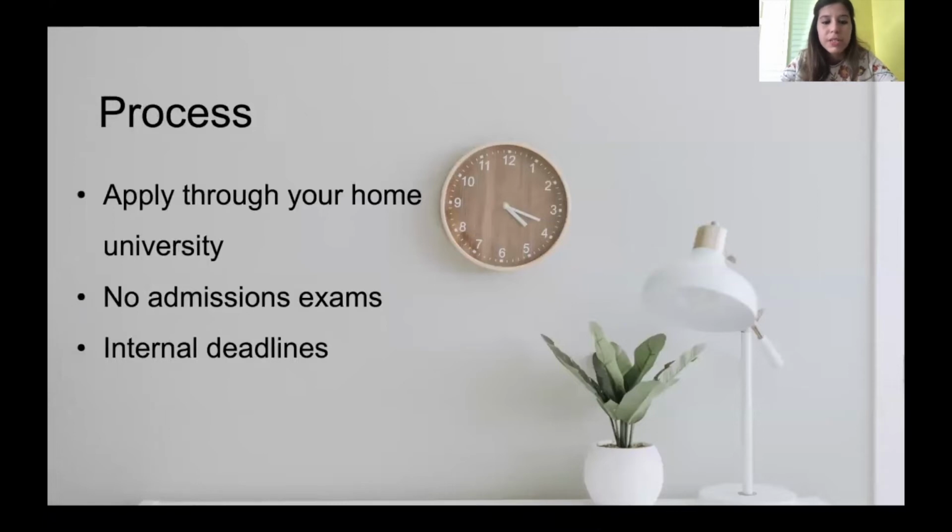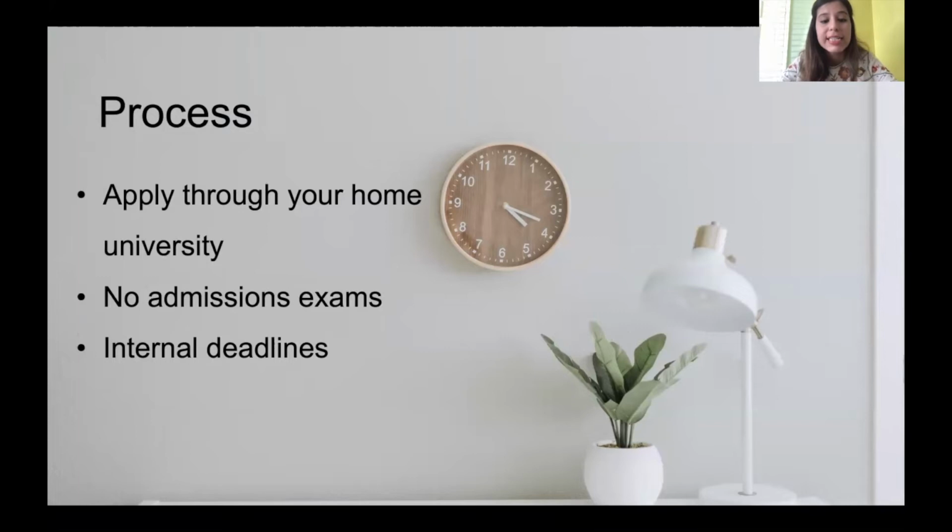So how does the process work? Usually you will apply through your home university. Your UK university will likely have agreements in place with US institutions that you will be able to enroll at. It's important to note that every UK university will have different partners and different exchange agreements in place. And I'll show some examples of this in just a little bit.